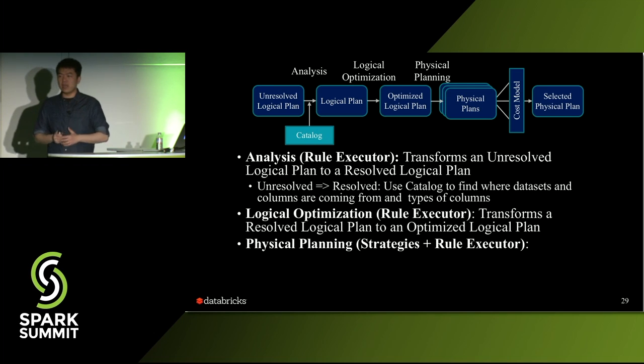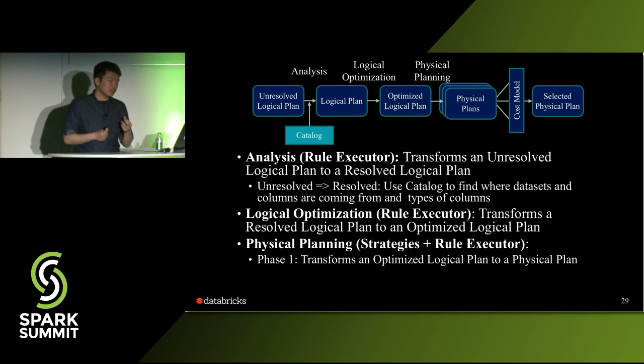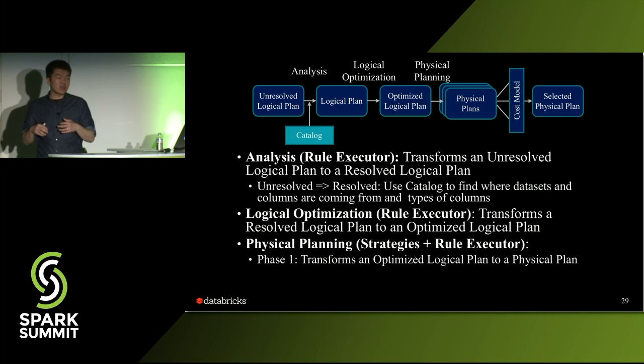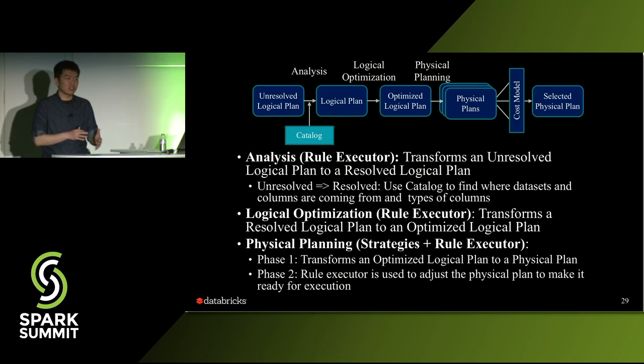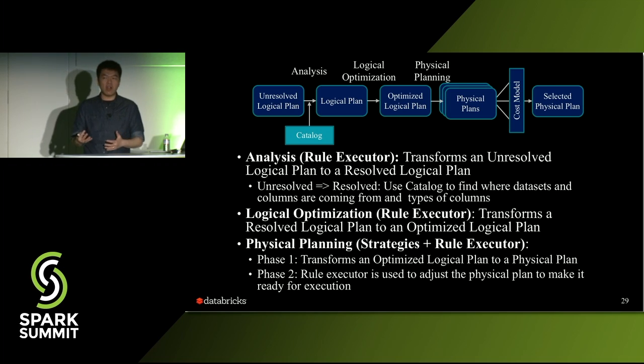The physical planning step has two phases. The first one is that we use strategies to transform an optimized logical plan to a physical plan. In the second phase, we use a rule executor to transform the physical plan again, and we want to make the plan ready for execution. For example, we will figure out how we shuffle the data, how we partition the data, and what kind of columns are used to partition the data.